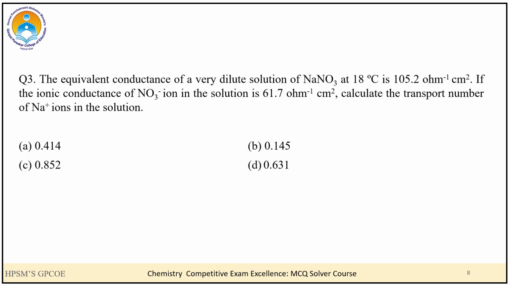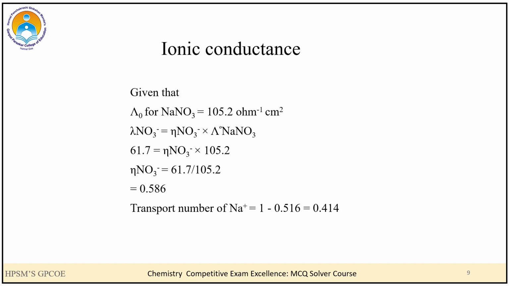Let us look at the next problem. The equivalent conductance of a very dilute solution of sodium nitrate at 18 degrees C is 105.2 per ohm centimeter square. If the ionic conductance of NO3 minus ion in the solution is 61.7 per ohm centimeter square, calculate the transport number of Na plus ions in the solution. The options are 0.414, 0.145, 0.852 and 0.631.